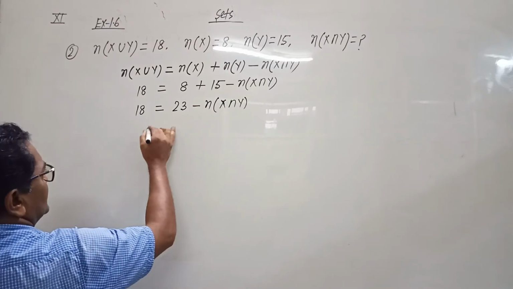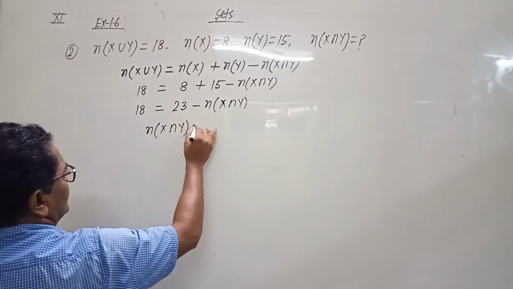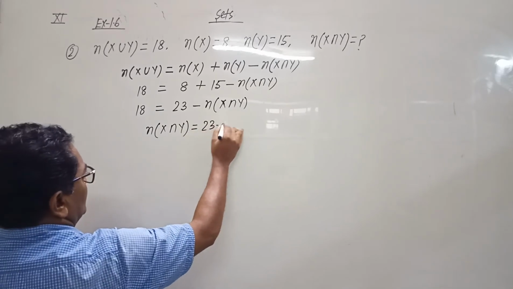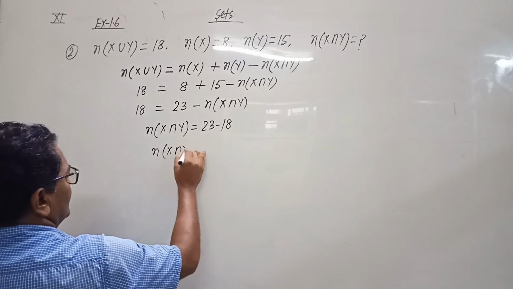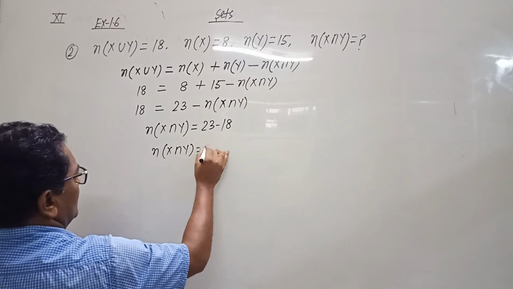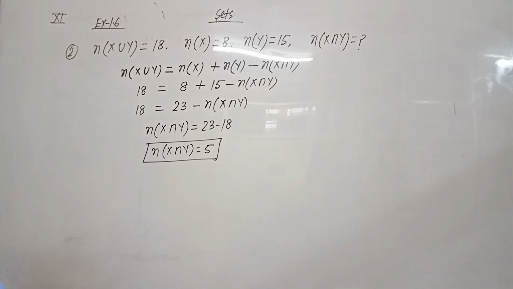This will go to the left side and become positive. So n(X ∩ Y) equals 23 minus 18, and n(X ∩ Y) equals 5. 23 minus 18 equals 5. So we calculated n(X ∩ Y), which equals 5.